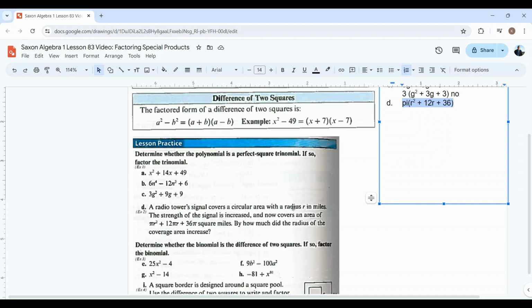Well, let's do what we've been doing. Let's see if this is a perfect square trinomial. Now, the first thing I'm going to note when I look at this right here is that there's a pi in every term. I can factor that pi out front. Notice that that's what I've done here.